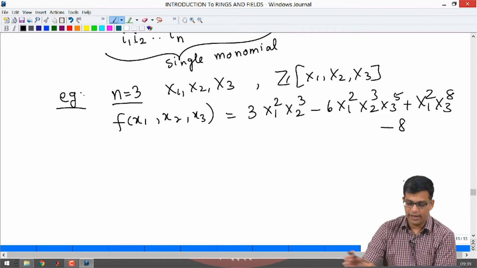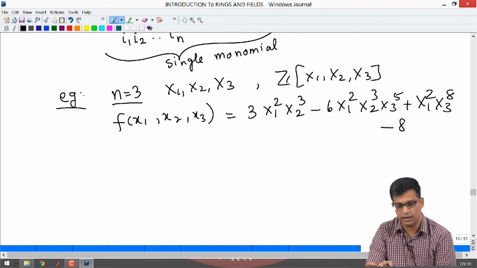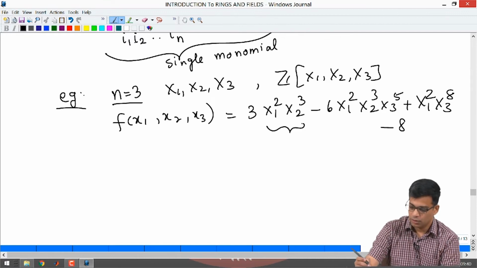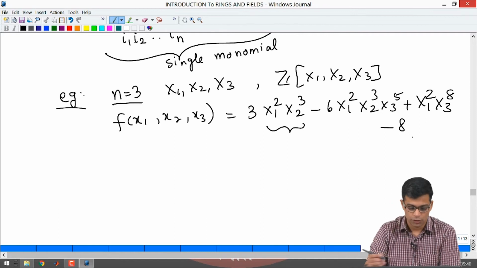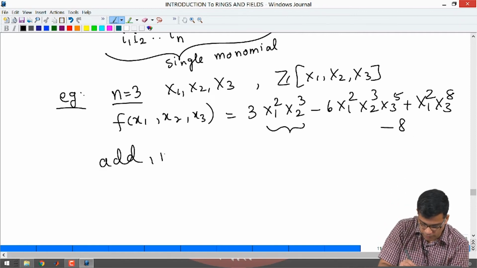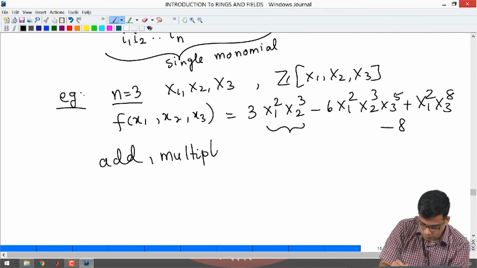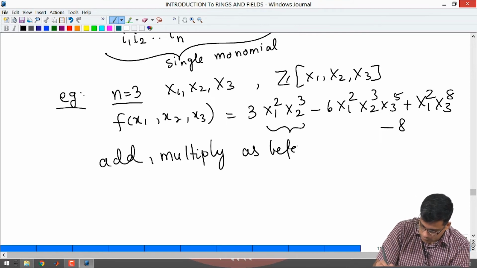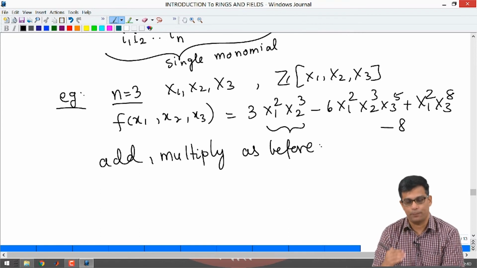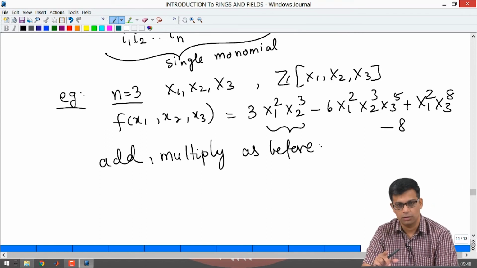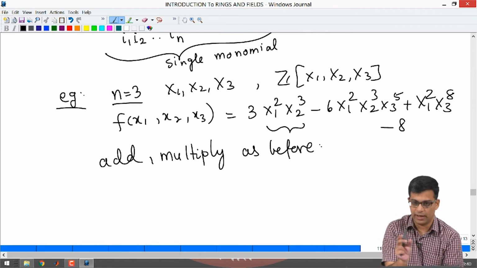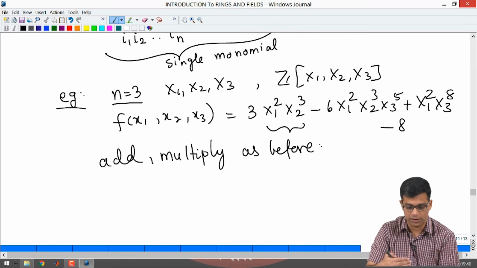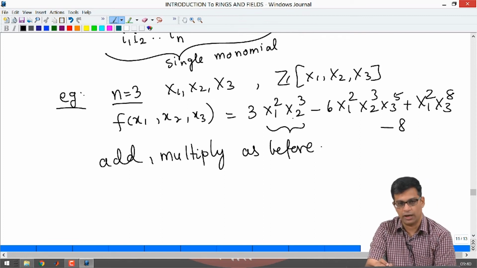So, now each monomial has a degree attached to it. This is like 2, 3, 0. So, it is a triple. This will be 2, 3, 5, this will be 2, 0, 8, this is 0, 0, 0. So, now we can add and multiply as before. It is exactly the same process as before, slightly more complicated looking, because now we have to keep track of degrees as tuples. So, if you add two polynomials in 3 variables, you have to compare like terms.